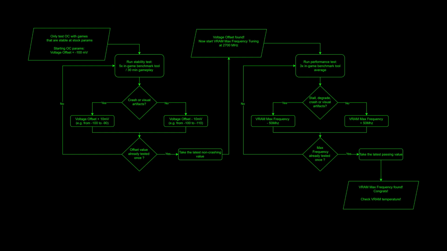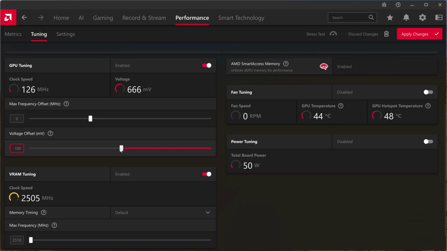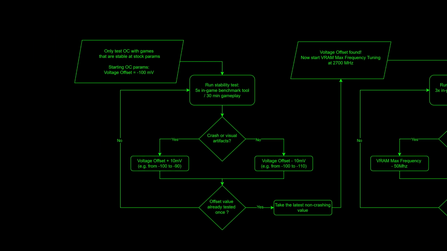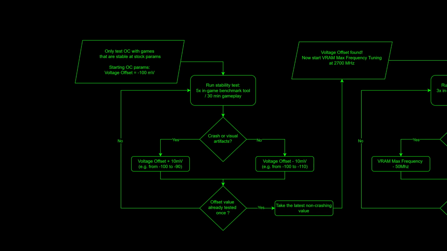Start with a voltage offset of -100 mV. Run a benchmark at least 5 times or play your game for some time, like half an hour. If it is stable and there are no visual artifacts present, you can increase the negative offset by another 10 mV, so to -110, and then repeat the stability testing. Repeat this loop until your game crashes, and then reduce the negative voltage offset to the latest non-crashing value.